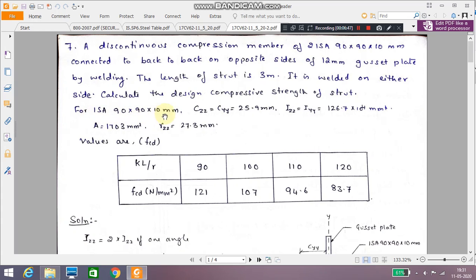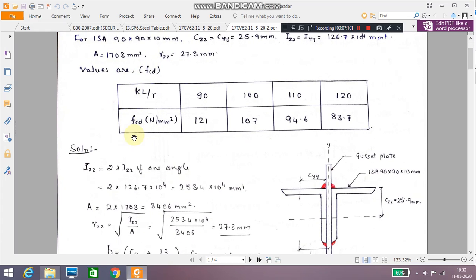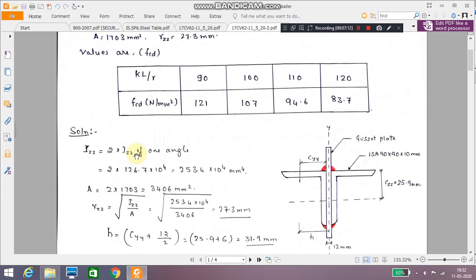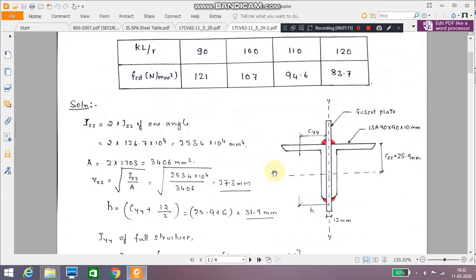For ISA 90 by 90 by 10 mm, they have given CZZ equal to CYY equal to 25.9 mm, IZZ equal to IYY equal to 126.7 into 10 raised to 4 mm to the power 4, and area equal to 1703 millimeter square, RZZ equal to 27.3 millimeter. So the values of KL by R and FCD are also given, so no need to refer to the code book or steel table. This is how the position of two angles and gusset plate, they are placed on either side.